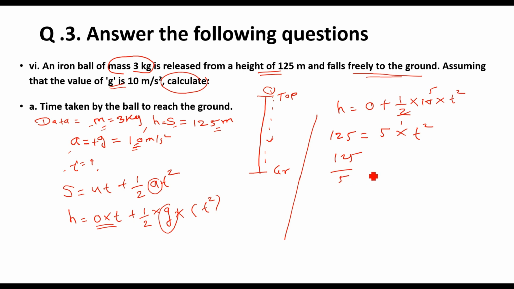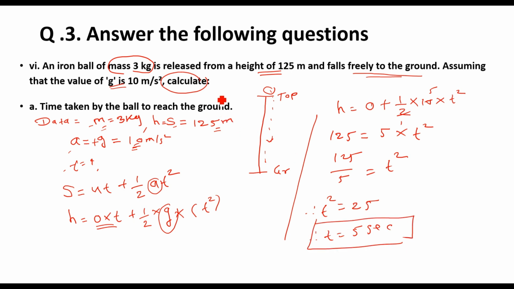125 by 5 is equal to t square, and I am getting the answer t square is equal to 25, because 5 2s are 10 and 5 5s are 25. Taking square root on both sides, I'll get t equal to 5 seconds. Then the time required for the ball to reach the ground is 5 seconds.